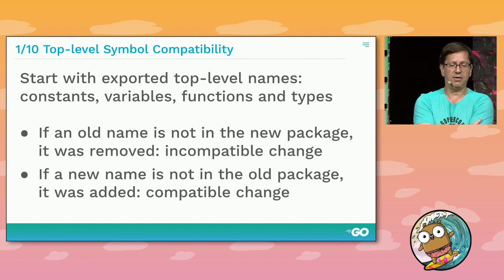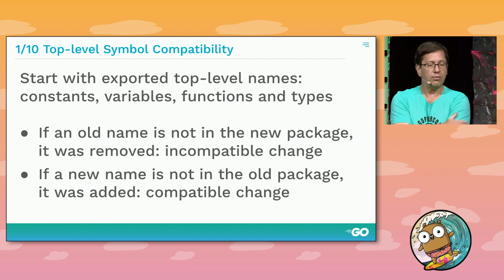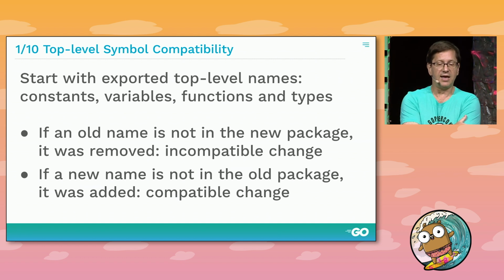We match symbols by name at this stage, and the fundamental rule of compatibility applies. If a name was removed, that's an incompatible change. If a name was added, that's a compatible change. It's worth repeating, it's always a compatible change to add a top-level symbol to your package. You can't possibly break old code by doing that. There's no way old code could even detect your new symbol, not even by reflection.